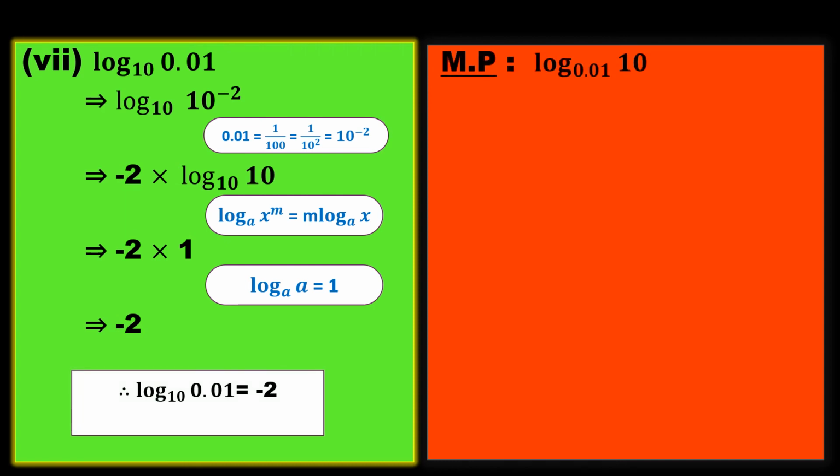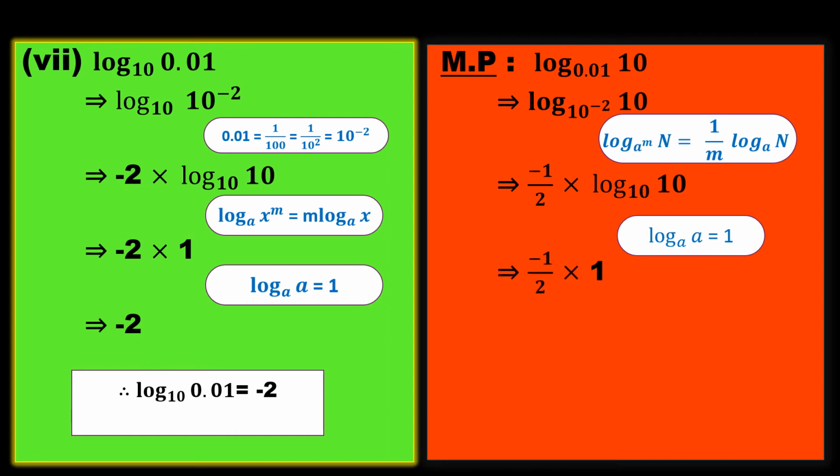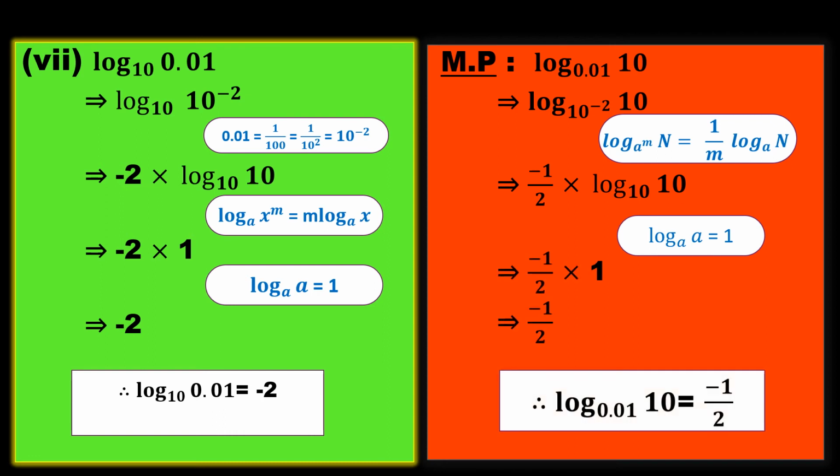Here I'll put 10 and here I'll put 0.01. So instead of 0.01 you should write 10 power minus 2. Now this minus 2, whatever is in the middle, that will be sent as a reciprocal. So minus 1 by 2. Now 10 base 10, by the formula log a base a, is 1. So minus 1 by 2 into 1 gives you minus 1 by 2. So your answer is minus 1 by 2. Let us go to the next one.